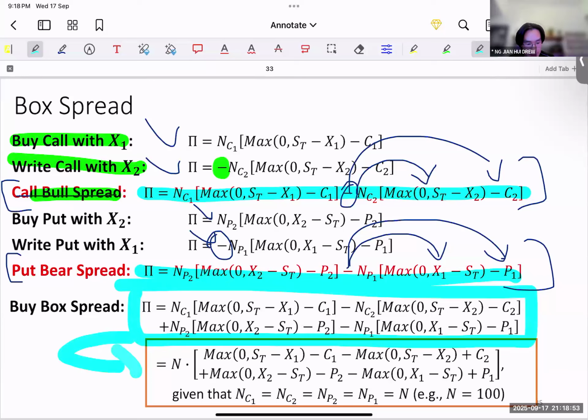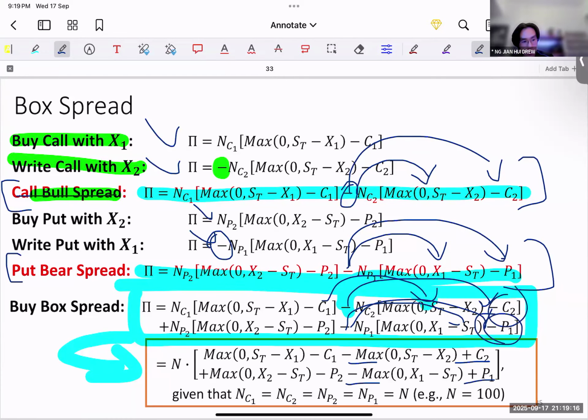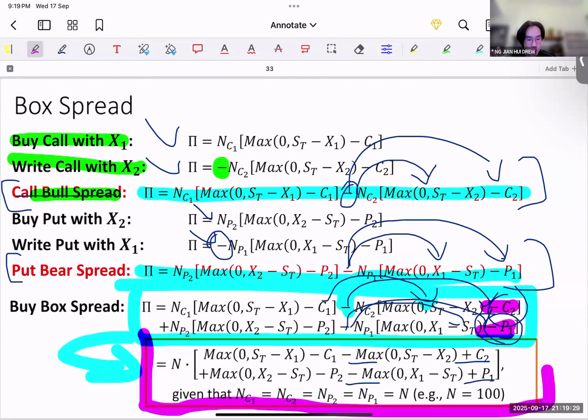And so between this and this, the one in the box is the final one because what I have done is I have multiplied the minus inside here. And so what we get is this, right? Minus maximum plus, right? Minus and minus got plus C2. Minus maximum plus P1, right? Minus and minus here. So I'm just going to highlight in a different color. This one and this one become a plus. Any questions here regarding this final formulation for your box spread?